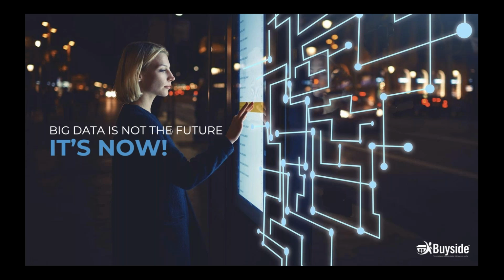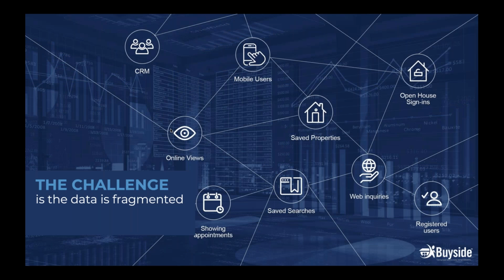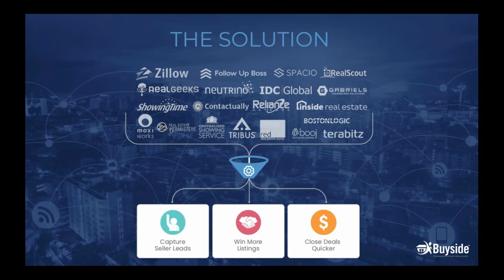Now, the issue with some of this information is that it's everywhere, right? We know that there are buyers out there, or people that are interested in their listings, because some of them are in our CRM, some of them are in our neighbors' CRM, some of them are in our open house sign-ins, some of them are in our mobile devices. There's a lot of people in a lot of different places, but we'd have to track all those folks down, and that's where Buyside is going to help. We take all of those data sources, all of that information, and we put it into one usable place.